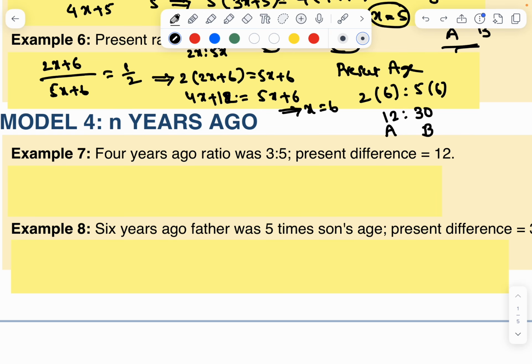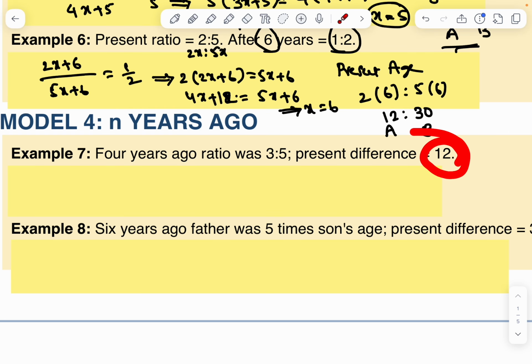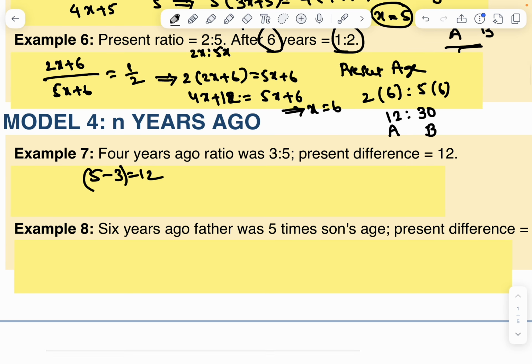Simple question. First of all, here given difference 12. Therefore, 5 minus 3 is equal to 12. Already I am completed. Therefore, 2 parts is equal to 12. Therefore, 1 part is equal to 6. Okay. Don't confuse. Just I am saying it's a part whatever. Maybe x, let x is equal to 6. Therefore, you can write whatever, maybe it's not a part. It's x.